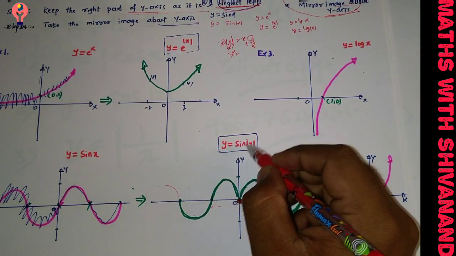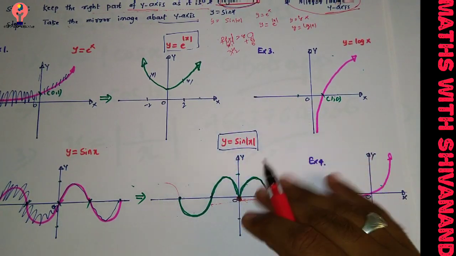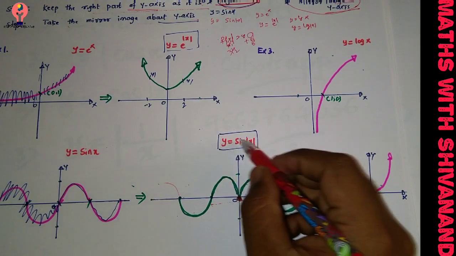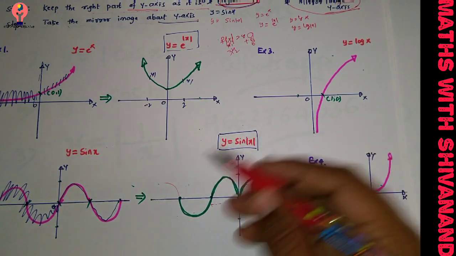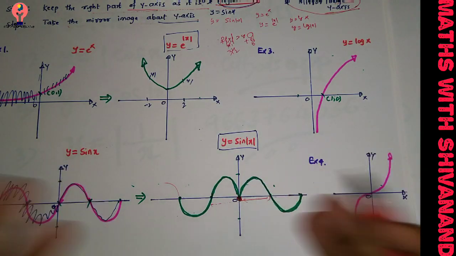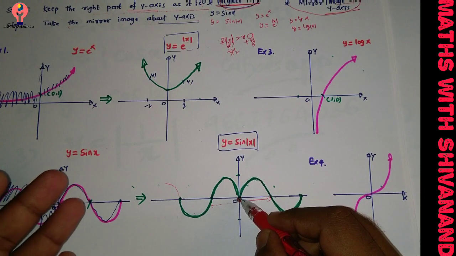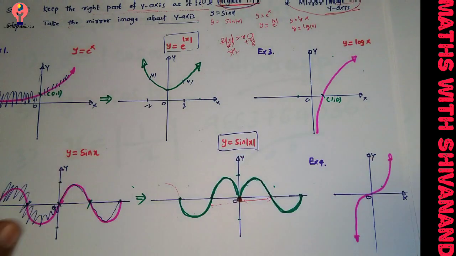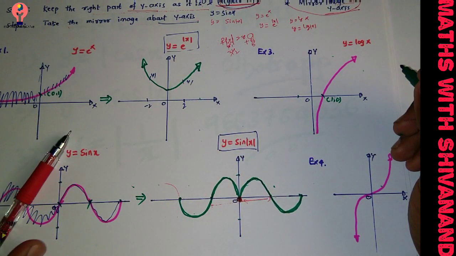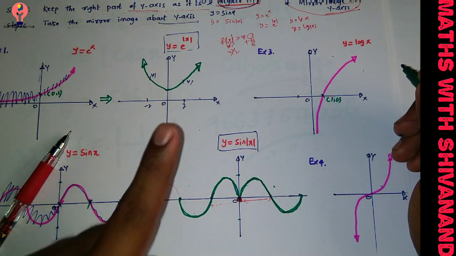So if you know the graph of y is equal to sin mod x, then only it is possible for you to understand and answer the JEE question here. So many times it has appeared. You can check in the previous year JEE questions, y is equal to sin mod x, where this function is not differentiable. This function is differentiable everywhere except at x equal to 0. That's it. Remember student, the function is not differentiable only at corner points, at sharp edges.